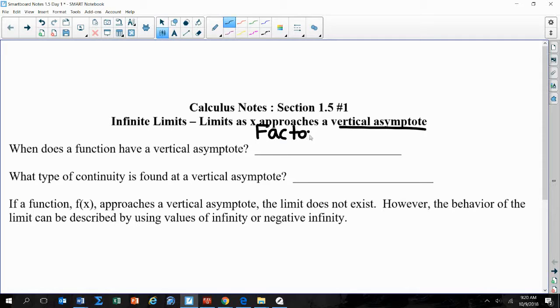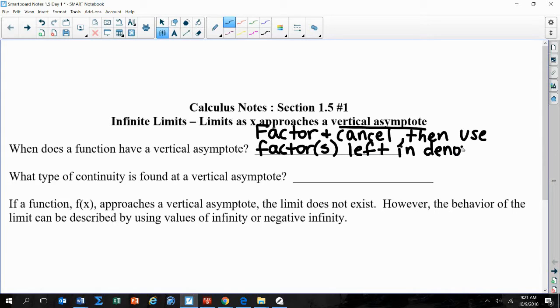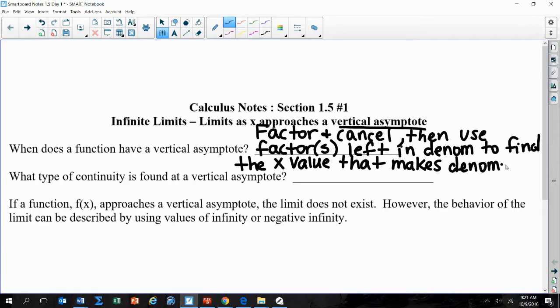I'm going to say we're going to start by factoring and canceling. Right? You want to get this function as simplified as possible. You start factoring and canceling. Then we use the factors, or just factor, depending on how many are left in the denominator, to find the x value that makes the denominator equal 0. We look at the factors in the denominator that don't cancel with anything in the numerator. That's going to tell us where our vertical asymptote is, or vertical asymptotes. Okay.